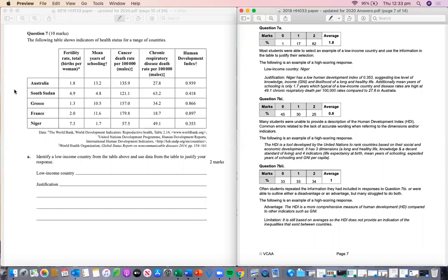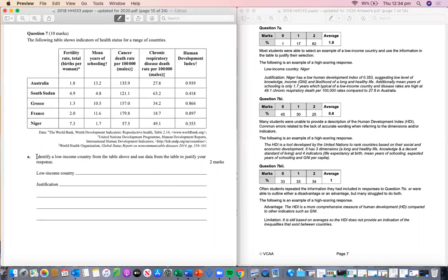Okay. Question 7, out of 2 marks. The following table shows indicators of health status for a range of countries: Australia, South Sudan, Greece, France, and Nigeria. The question asks you to identify a low-income country from the table above and, using data from the table, justify your response. For 2 marks, a low-income country you could use is Nigeria.